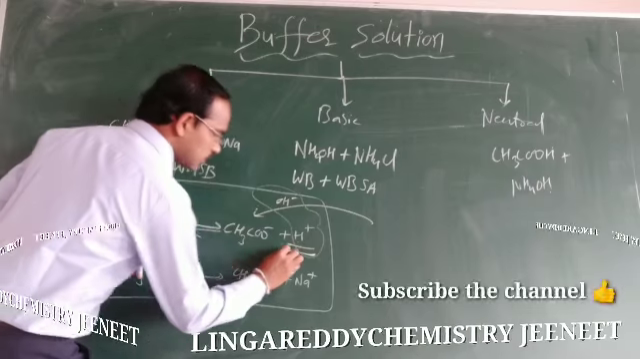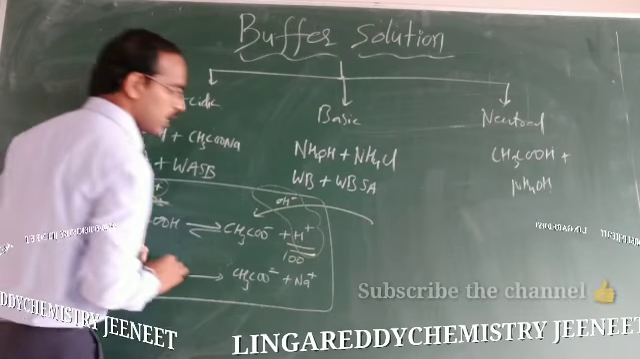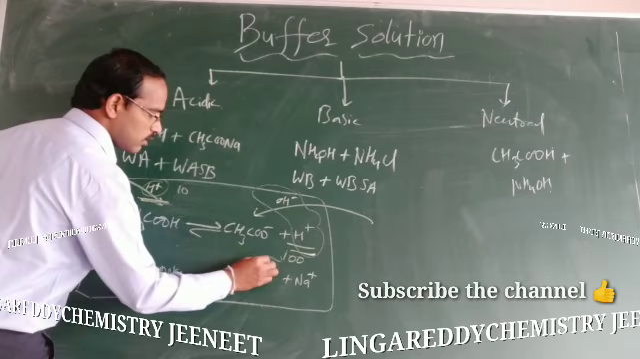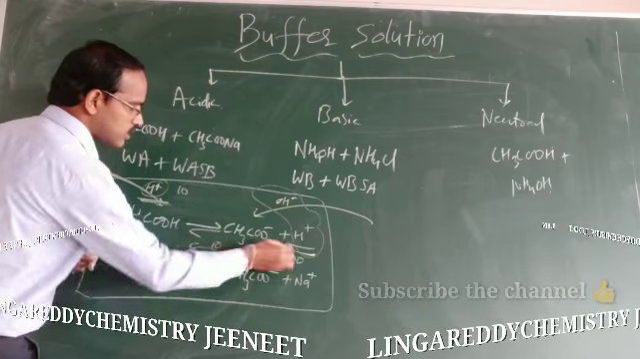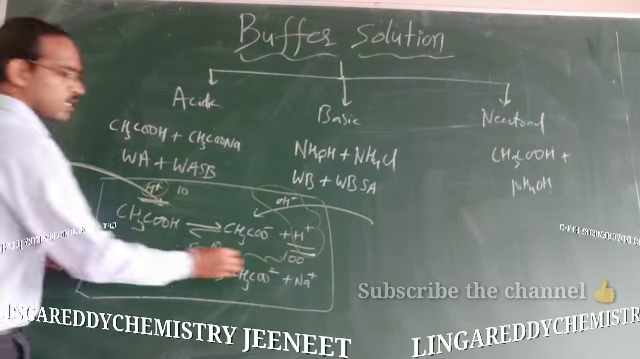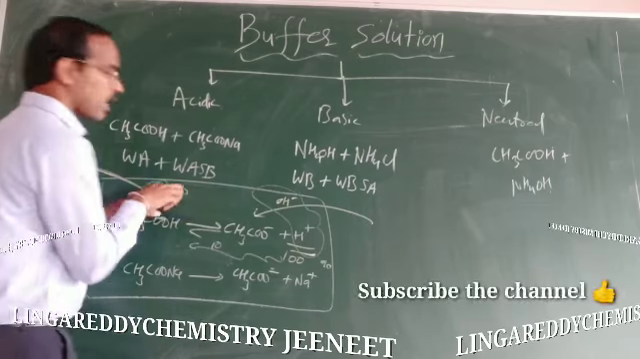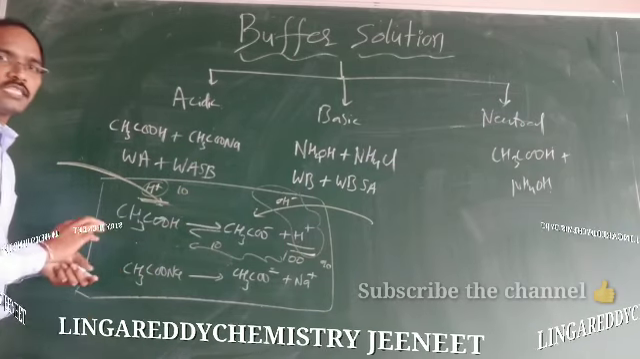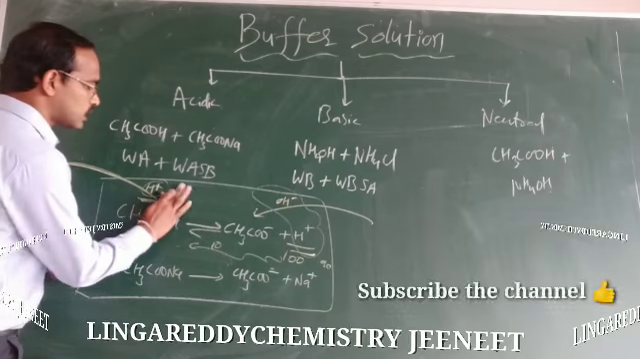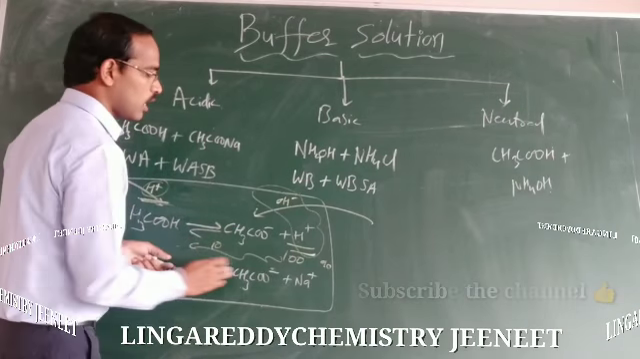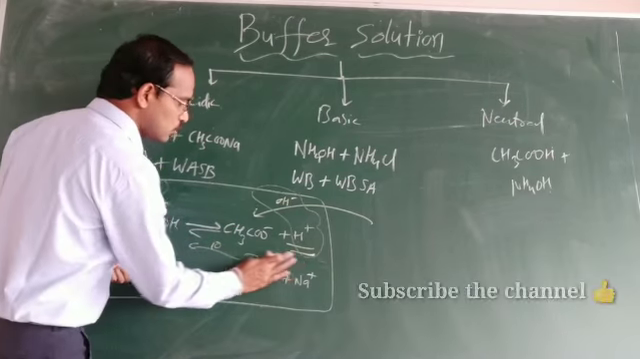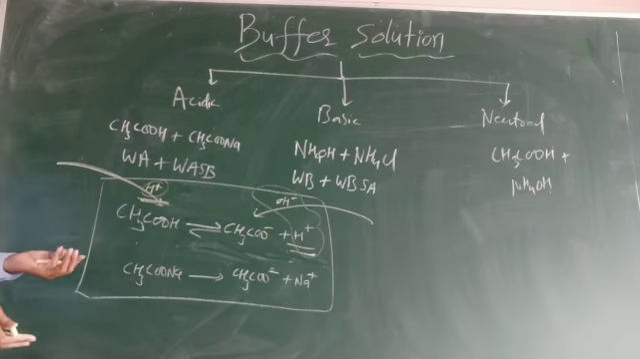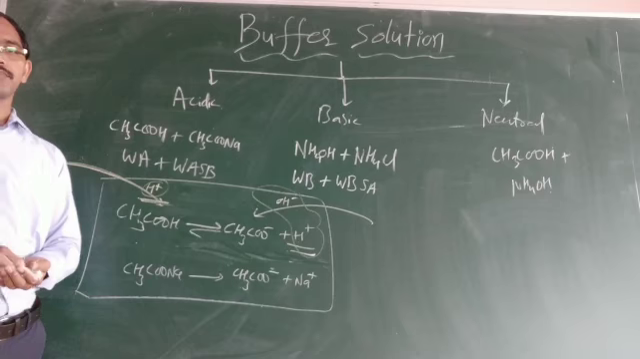Suppose earlier there were 100 molecules, and I am adding 10 now. Then what will happen? 10 H plus ions go back. How much remains here? 90. You added 10 now. 10 plus 90, again 100. There is no change in the H plus ions. That's why, while we are adding a small amount of acid, there is no change in the H plus ion. If there is no change in the H plus ion, there is no change in the pH value.